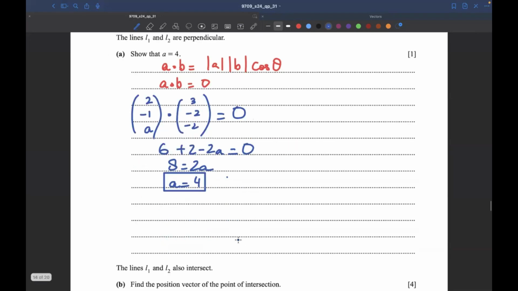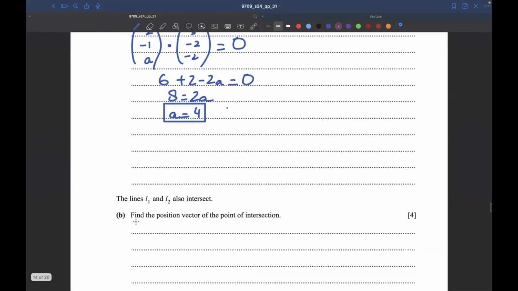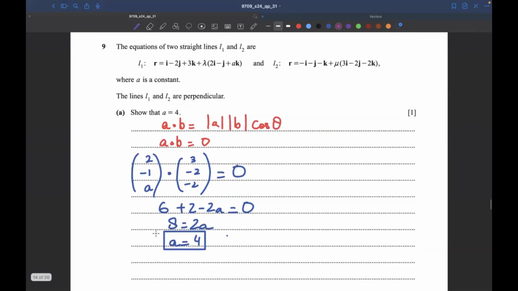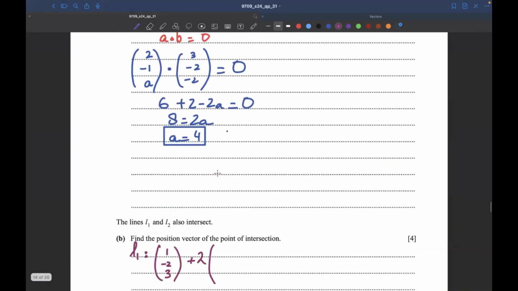In part B, it says the lines L1 and L2 also intersect. We have to find the position vector of the point of intersection. So in the first step, we can write the equation of each of these lines. The equation of line L1 can be written as: the point is 1, minus 2, and 3, so this will be 1, minus 2, and 3, plus lambda of 2, minus 1 and A.